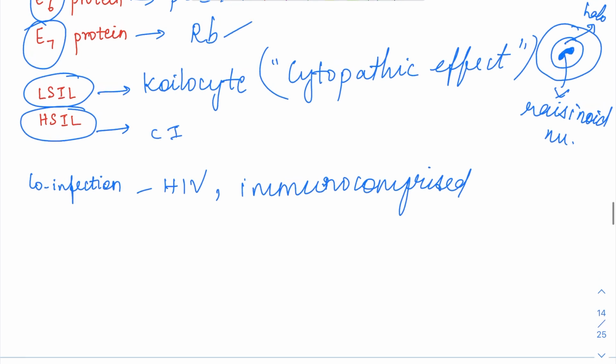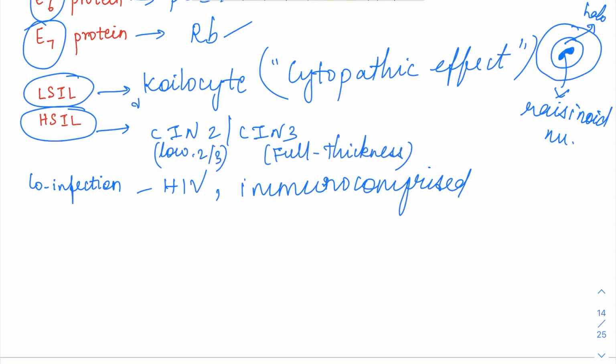So this we call SIN 2 or 3 in the cervix. SIN 2 is till lower 2/3 of the epithelium, while SIN 3 is full thickness epithelium. Coilocyte, and lower 1/3 dysplasia in LSIL. So these things you need to remember. This was the question which was asked in the previous year NEET.